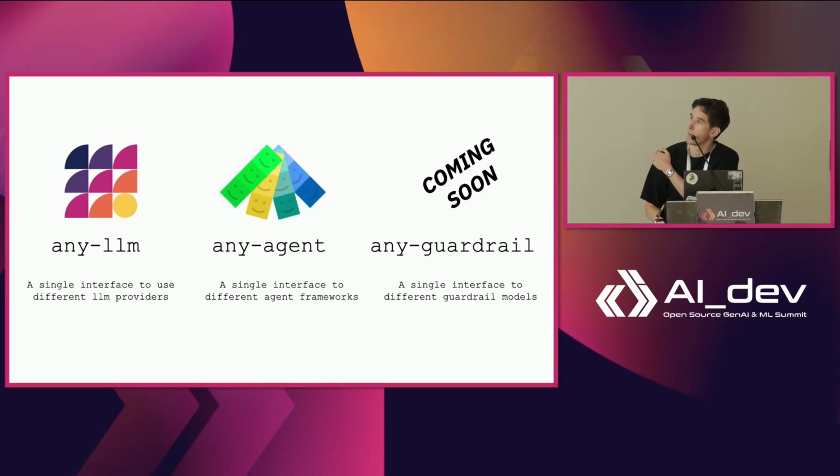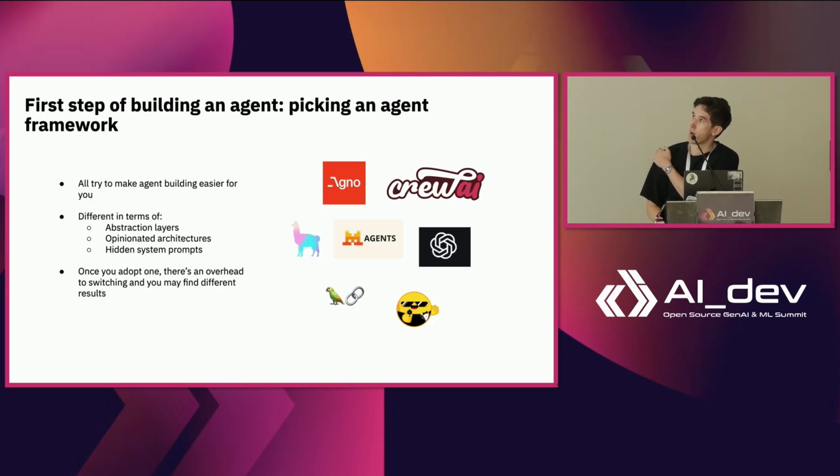I'm going to start with AnyAgent. If you've tried building an agent, pretty much everyone starts by picking a framework that they want to use. And there's a bunch of different ones, like Mistral agents, Hugging Face agents. They're all basically trying to do the same thing, which is make it easier for you to build and run an agent. But they all have their own syntax and different layers of abstraction or opinionated architectures. So they're all a little bit different.